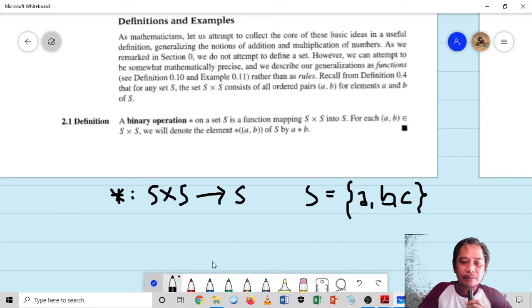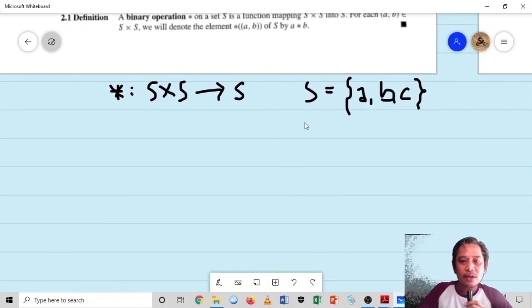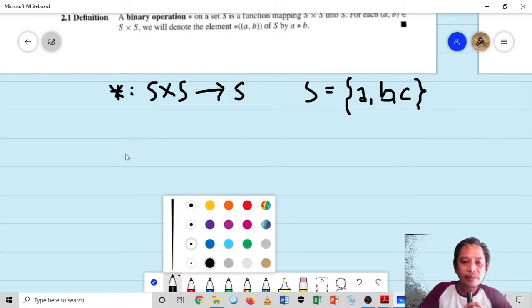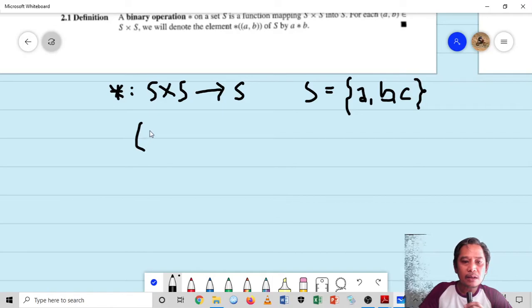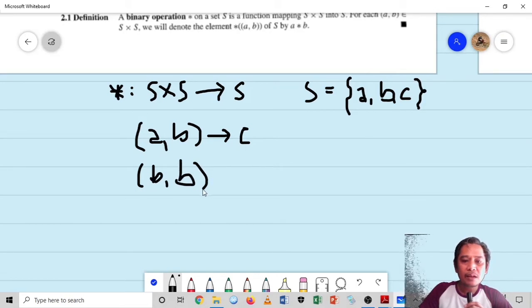Let us take, for instance, it so happened that the ordered pair AB is paired with, let's say, C. Let's take another example. Say the ordered pair BB is paired with, let's say, A.